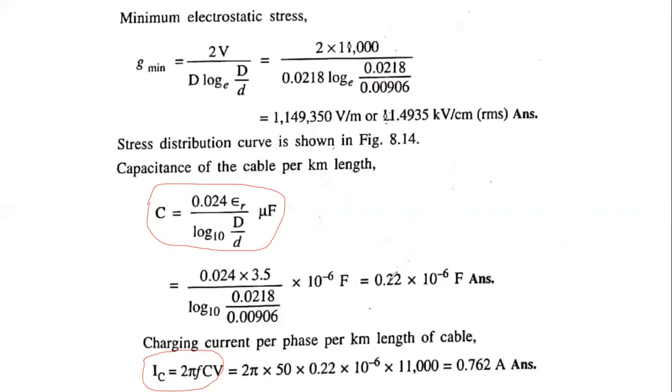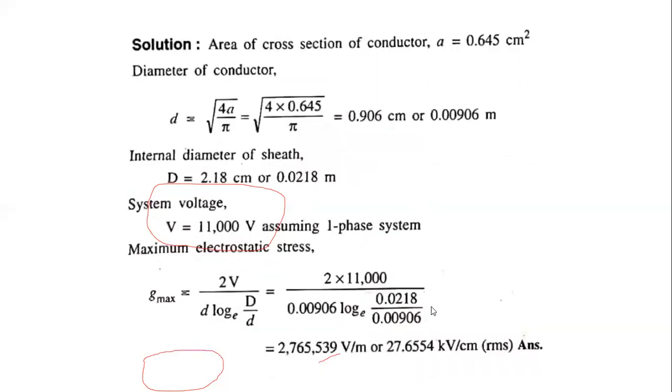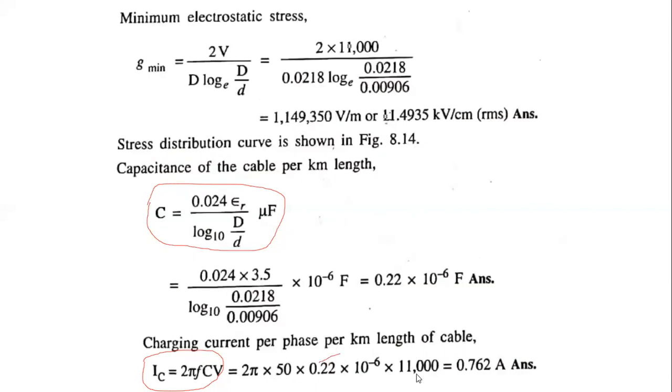Okay, what is the capacitance value? That is 0.22 into 10 power minus 6. Therefore the capacitance C is equal to 0.22 into 10 power minus 6 into voltage. Okay, what is the voltage that will be given in the question? Therefore voltage V is equal to 11 kilovolts.